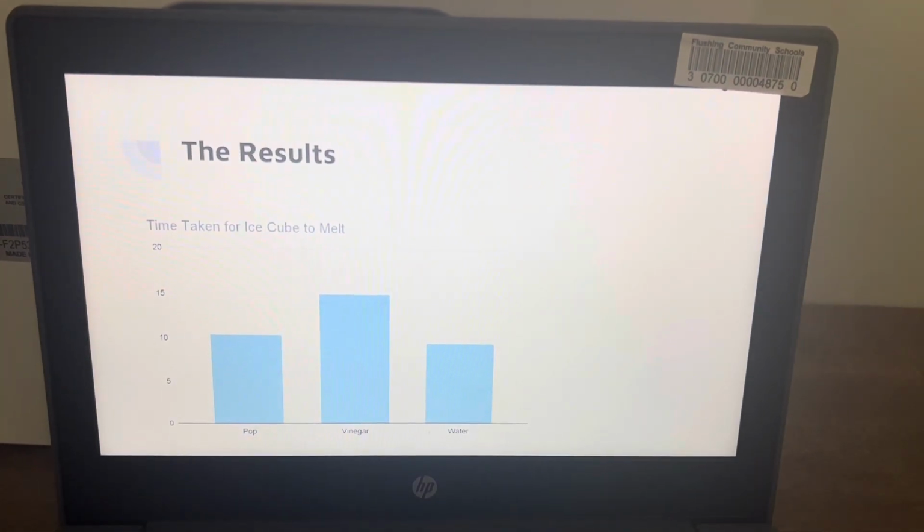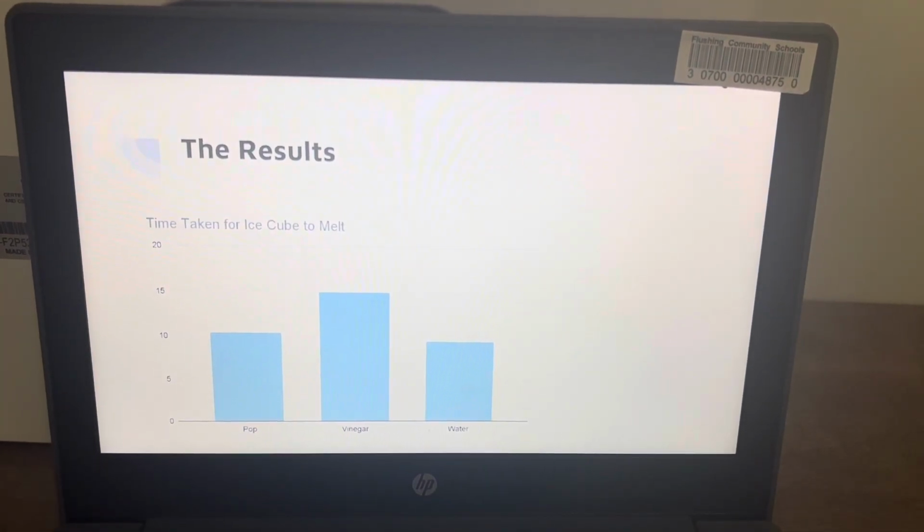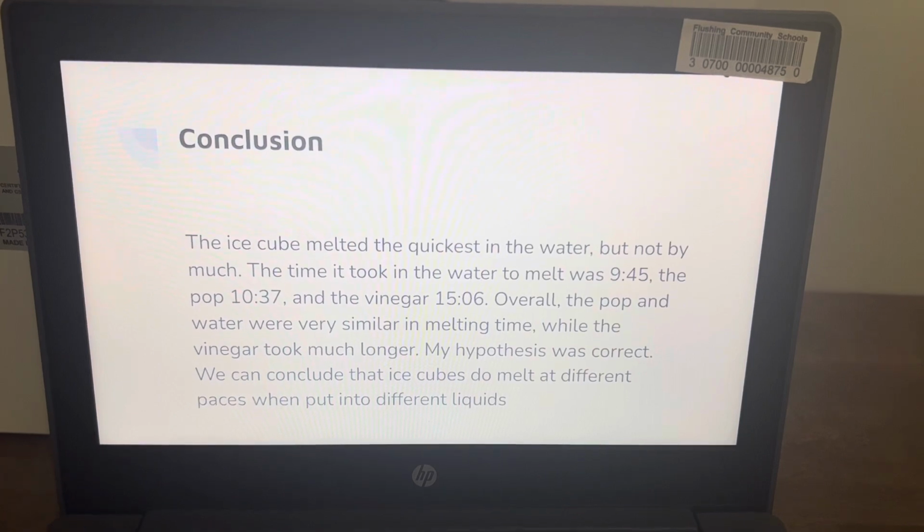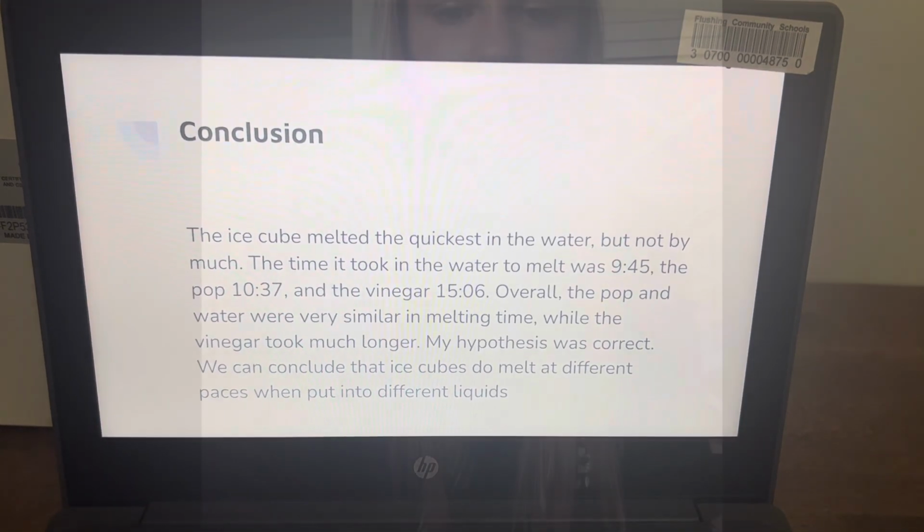So these were the results. This was the time taken for the ice cubes to melt in each liquid. And then here we have my conclusion. So after conducting this experiment, we can conclude that the water made the ice cube melt the quickest.